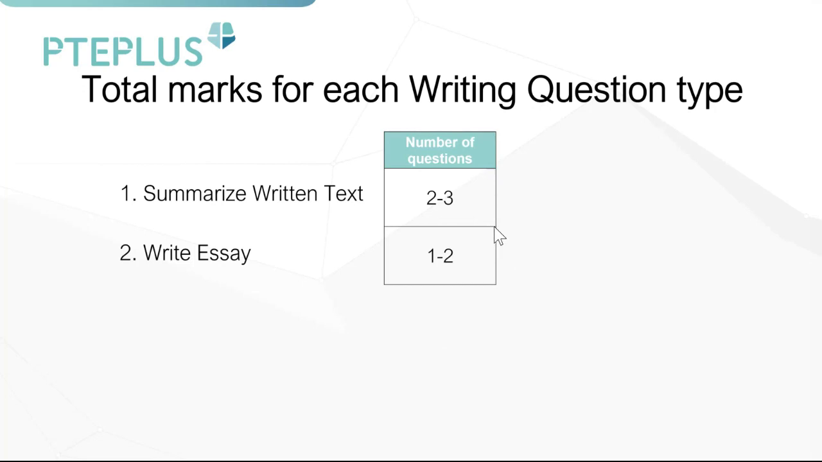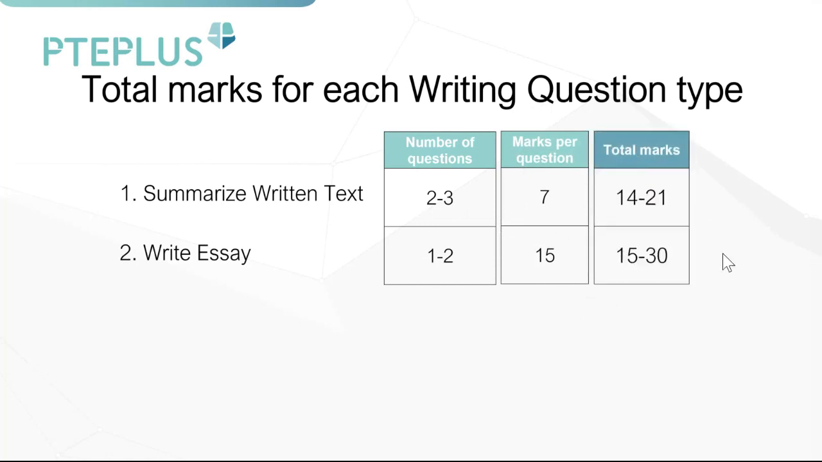Now, more commonly, students will get 2 summarized written text and 2 write essays, but you could also get 3 here and 1 write essay. Now, each summarized written text is worth 7 marks, and each write essay question is worth 15 marks. So in total, they would add up to around this number of marks.